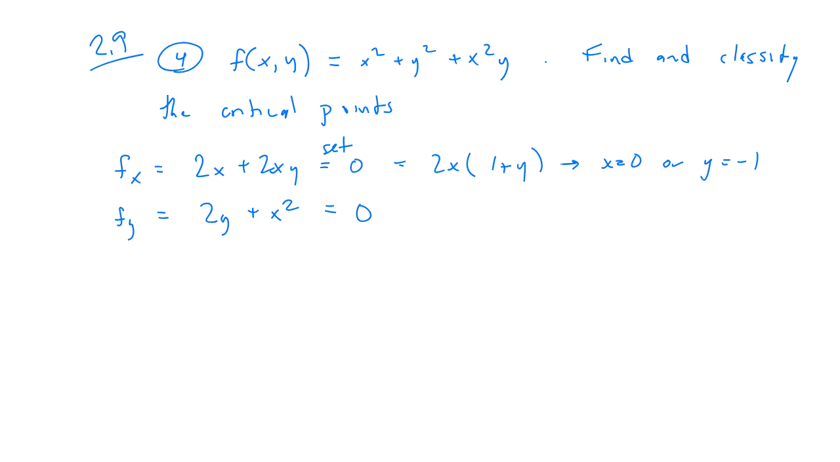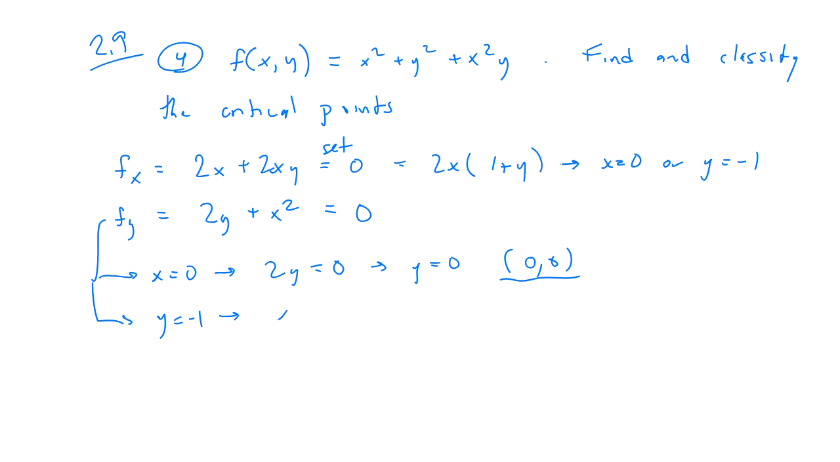And then plug that into the second equation. So if I plug in x equals 0, I get 2y is equal to 0, which gives me y is equal to 0, which gives me the one critical point. If I plug in y equals -1, it gives me -2 plus x squared. So x squared is equal to 2.